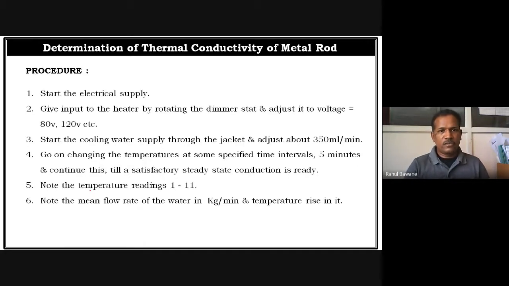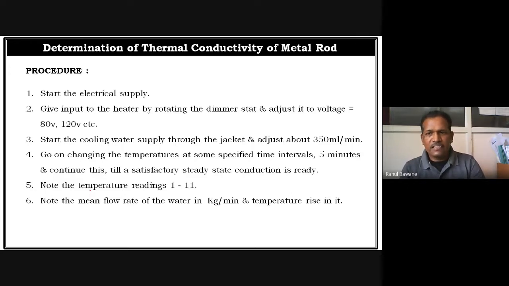Then the procedure. In the procedure, we have to start our equipment, and with the help of the dimmerstat, we have to set some particular voltage. Accordingly, we get a current value. When we multiply current and voltage, we can say this much amount of heat is supplied, but the heat supplied is not equal to the heat transferred. How much heat is transferred to the second end will be calculated from the temperature difference of the cooling water.